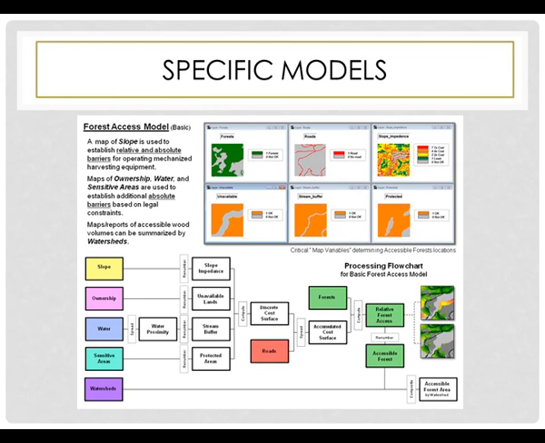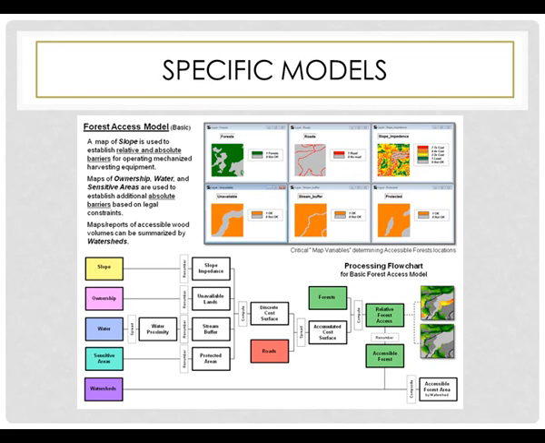Here's some specific models. This really kind of makes it much more tangible. So this shows a forest access model. A map of slope is used to establish relative and absolute barriers for operating mechanized harvesting equipment. So if you were going to go for forest management and want to know what would be the areas you could bring in what kind of equipment. This includes maps of ownership, water, and sensitive areas. They're used to establish additional barriers based on legal constraints.